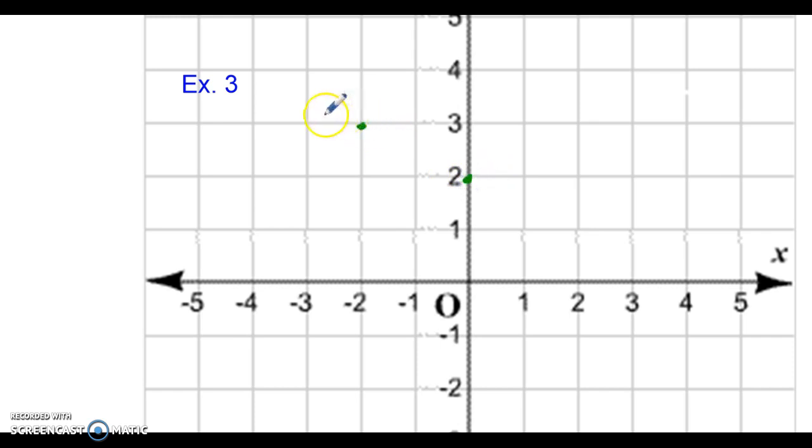That's where I end up. So that should really label my points. This is negative 2, 3, excuse me. And this point here is going to be 0, 2. Okay. So I've graphed this point. Again, I started at the point, I counted my slope, down 1, right 2, and there's my line. So I can draw that line.